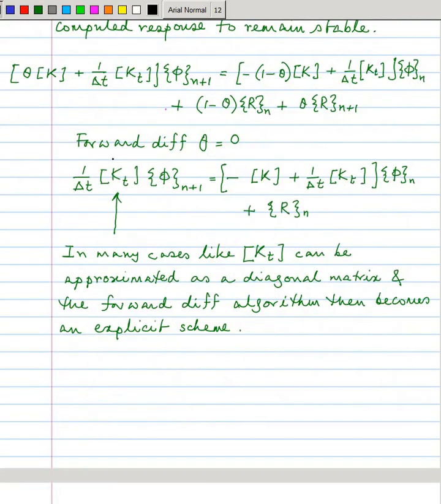Okay, so in many cases it is possible to approximate this K_T as a diagonal matrix. If that is so, then this is a diagonal matrix, and the equations in the unknowns phi n plus 1 actually become uncoupled, and you can solve this without solving simultaneous algebraic equations.